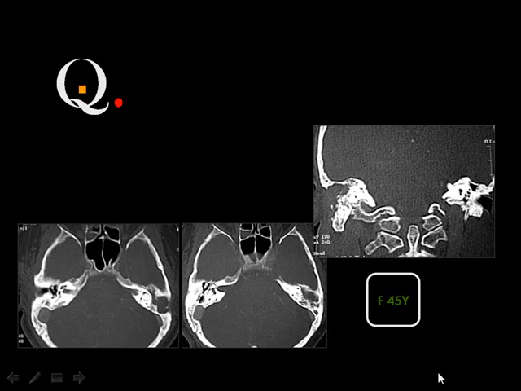Then we come to the questions. What do you think about this case? Malignant otitis externa. Any other possibilities?